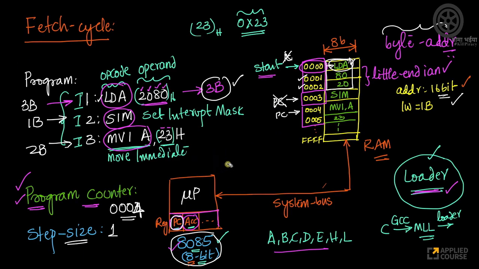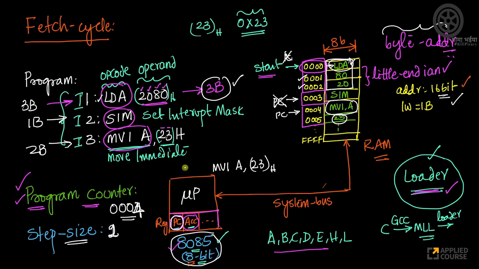Next, the microprocessor asks the program counter, okay, what is the next instruction? And that's very clear. The next instruction is at 0004. Then it fetches these 8 bits. It realizes that it is MVI A. Now this microprocessor knows that this is a 2-byte instruction. So because it knows that, it makes the step size equal to 2. It goes and fetches this 23 data also. So it fetches this 23 in hexadecimal and the step size becomes 2.